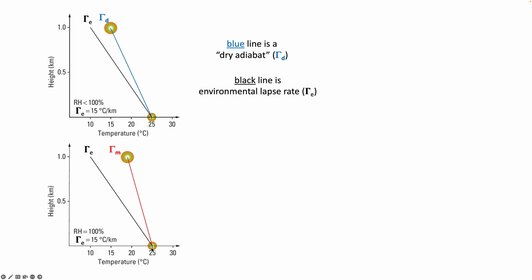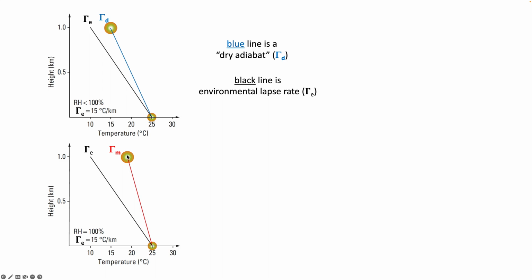But now what we're going to do is assume that the air at the surface is moist, that the relative humidity is 100%, and we're going to lift our moist parcel 1 kilometer. Now this red line is what we call a moist adiabat. What the moist adiabat does is map the temperature inside of our moist parcel as it rises from the surface to 1 kilometer.